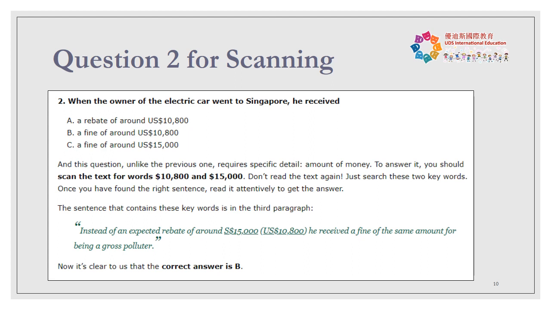So it's not talking about a rebate. Instead of means not referring to this one. Okay, so we are referring to the fine of the same amount. So it is a fine of around US $10,800. Okay, the answer should be B.